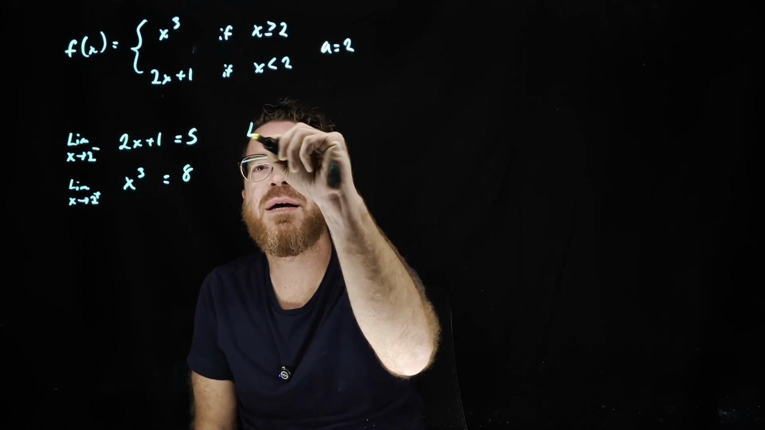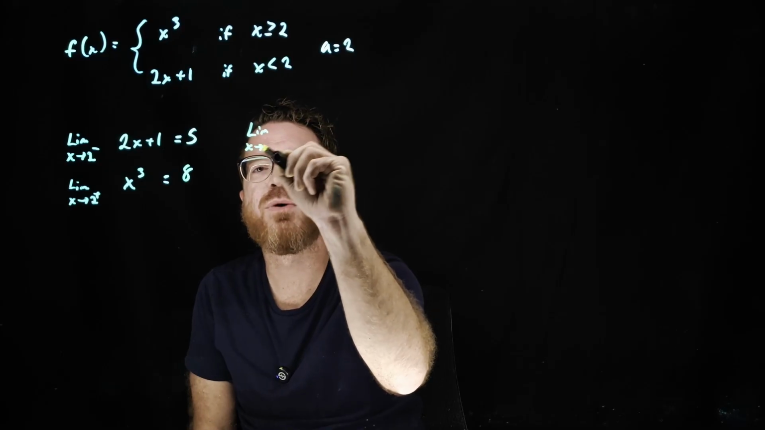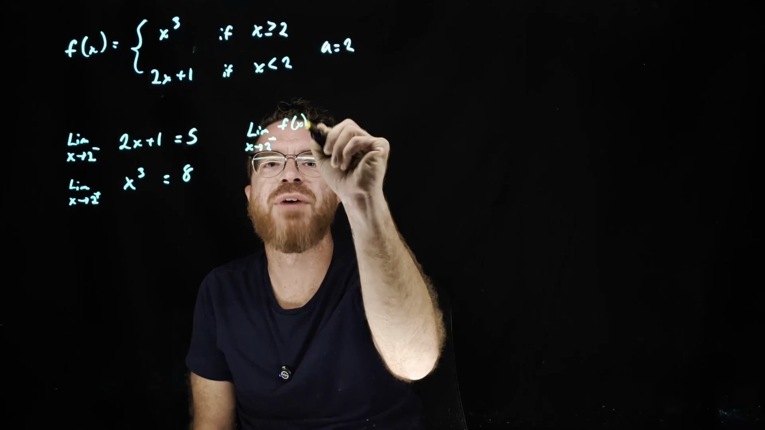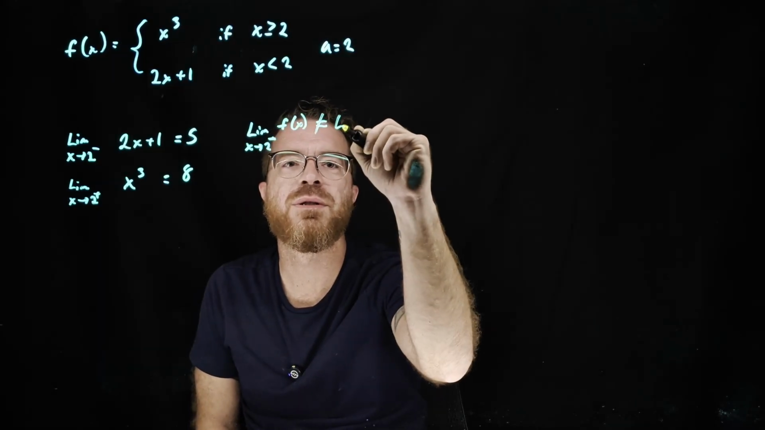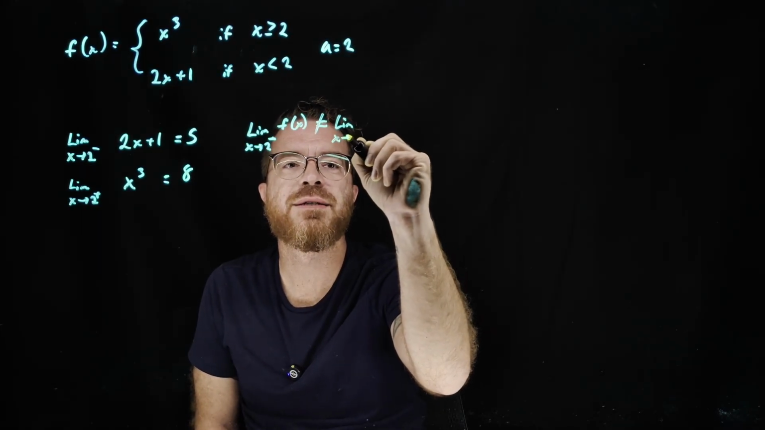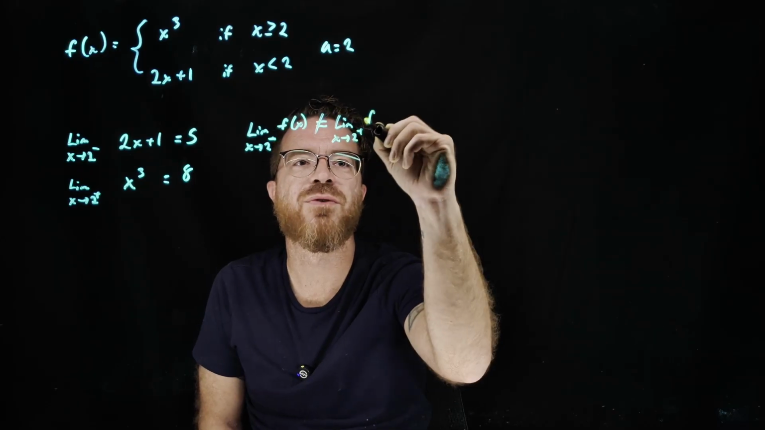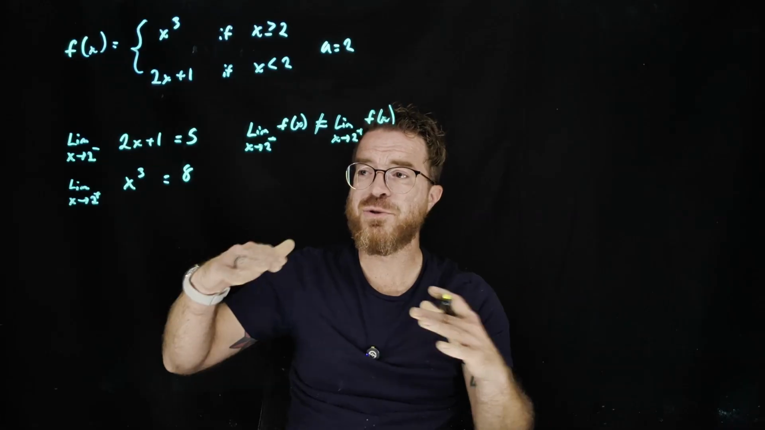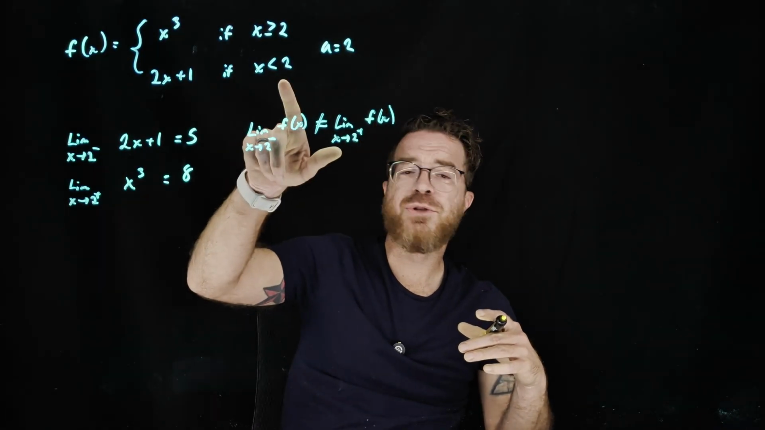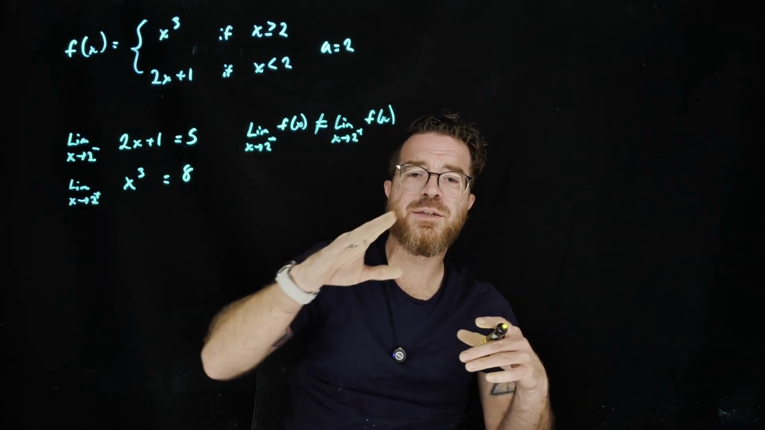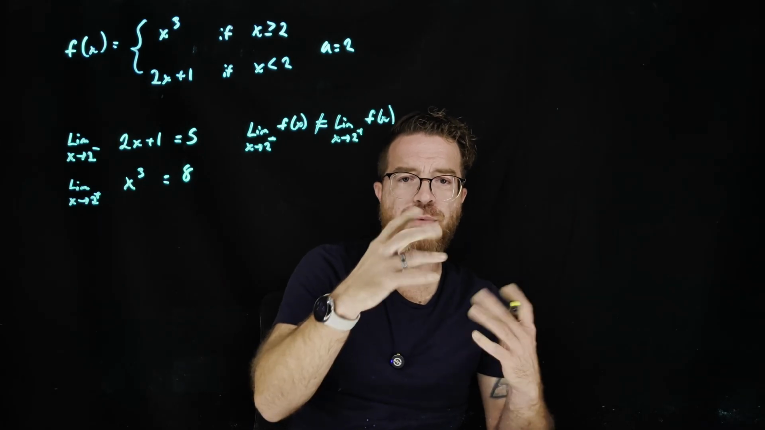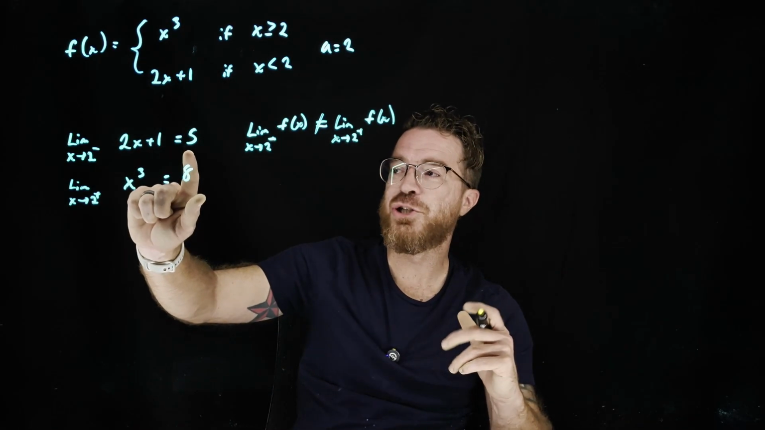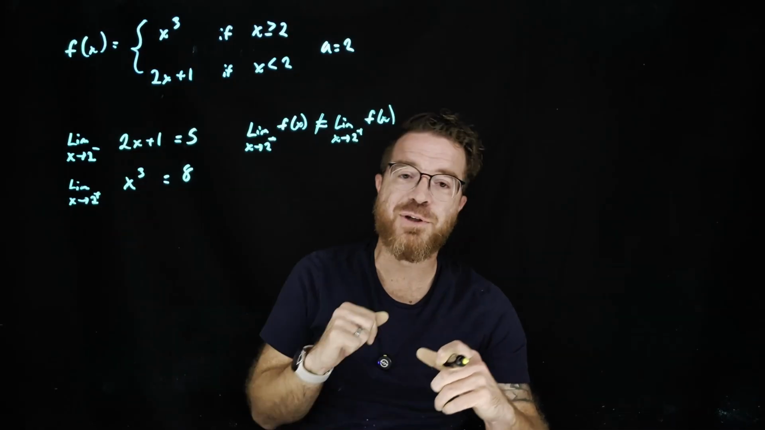So because the limit as x approaches 2 from the left of f of x is not equal to the limit as x approaches 2 from the right, this means that it is discontinuous. As we get to 2 from the left, we're going to have a circle there to represent that it's not inclusive, and it's going to be a jump discontinuity where it jumps from 5 suddenly up to 8.